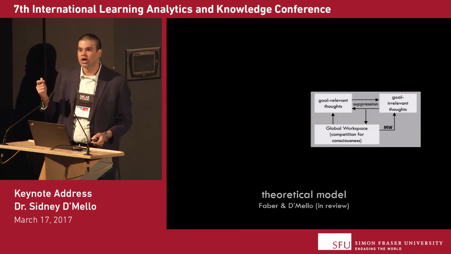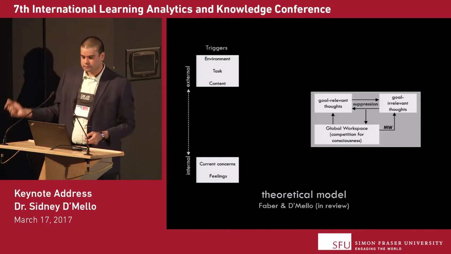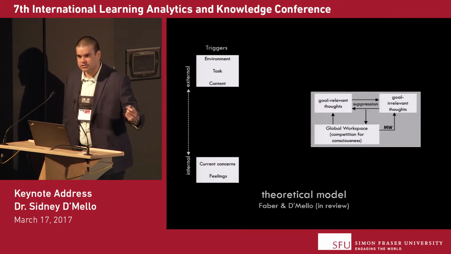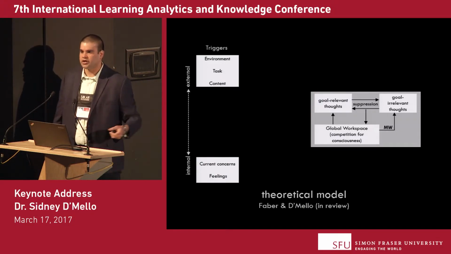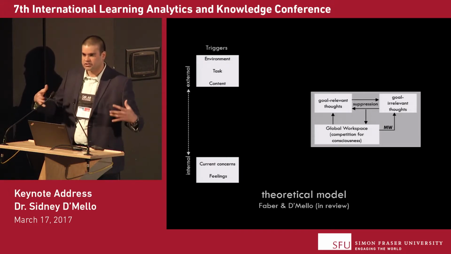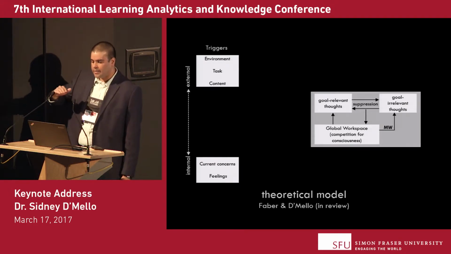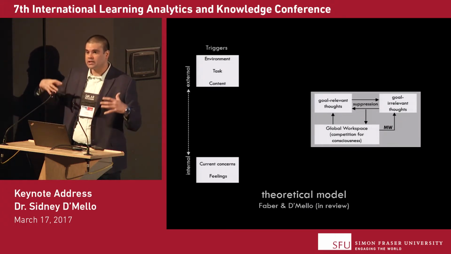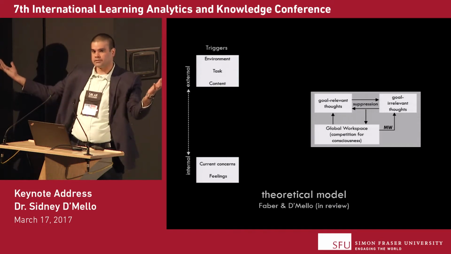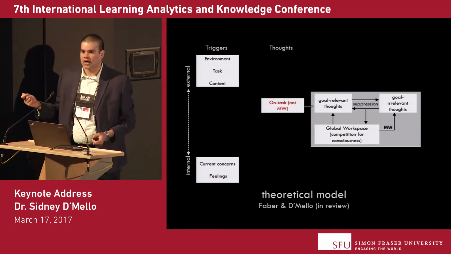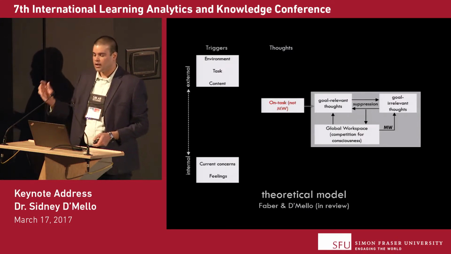So the question is, where do these thoughts come from? So I want to talk to you about an analysis of triggers and thoughts. So here we have some triggers. On the left, you can see more internal states. These are like feelings and current concerns. I'll break them up a little bit. And then you can actually go to more external things, the content of what you're actually reading, the task, and then the environment, okay? So first of all, clearly, you can have on-task thoughts. These are not mind-wandering. Cool.